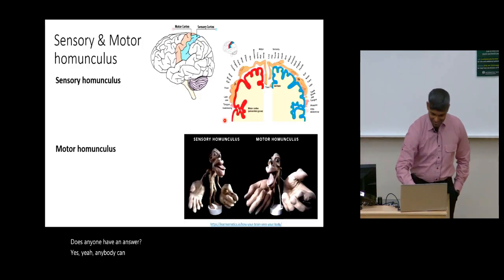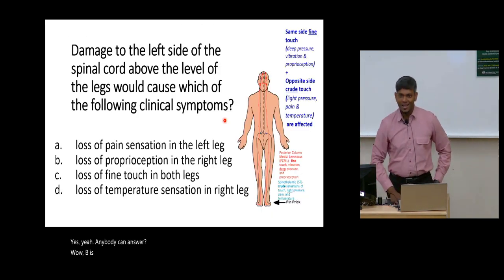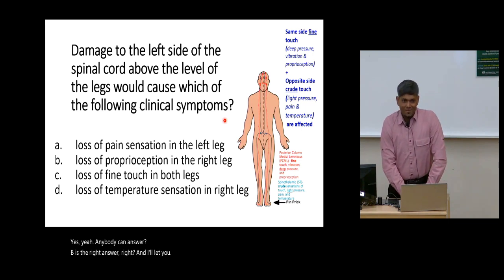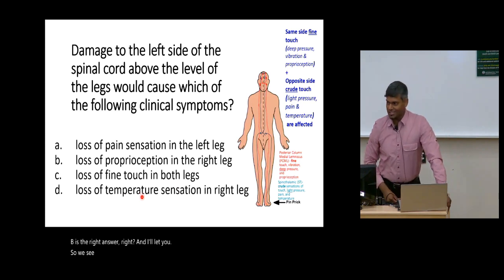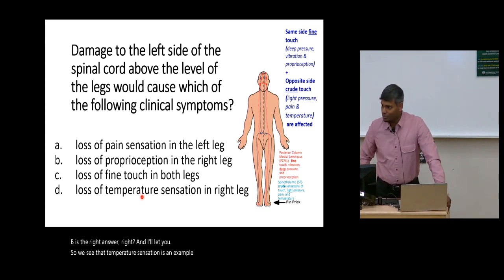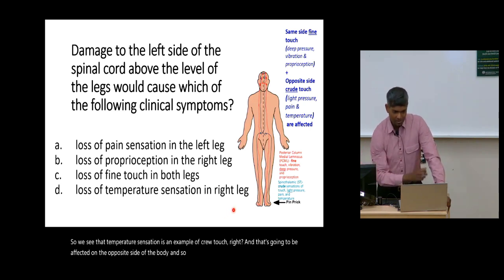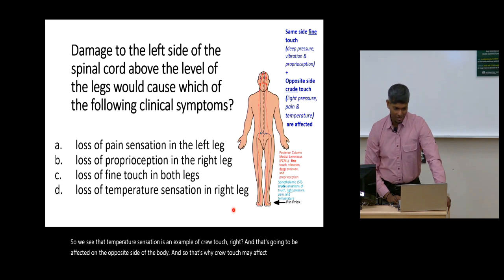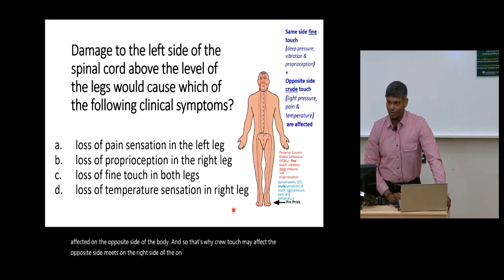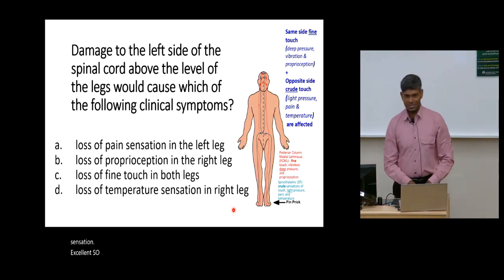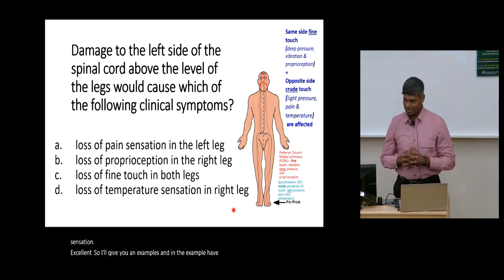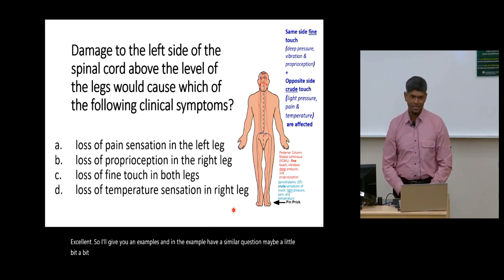D, okay, wow. B is the right answer, alright? And I'll let you figure that out. Okay, let me tell you, I won't be mean. So we see that temperature sensation is an example of crude touch, right? And that's going to be affected on the opposite side of the body. And so that's why crude touch being affected on the opposite side means on the right leg, you won't have temperature sensation. Okay, excellent. So I'll give you an example, and in the exam we'll have a similar question, maybe a bit easier, but this is a concept which I want you to come prepared for.